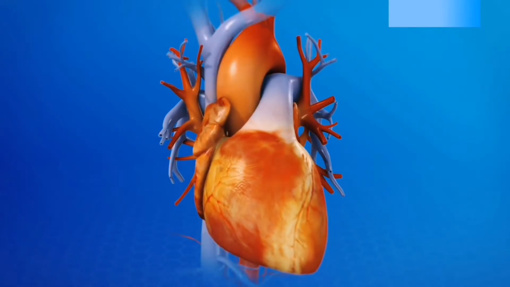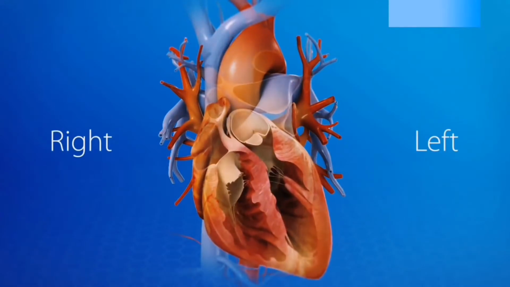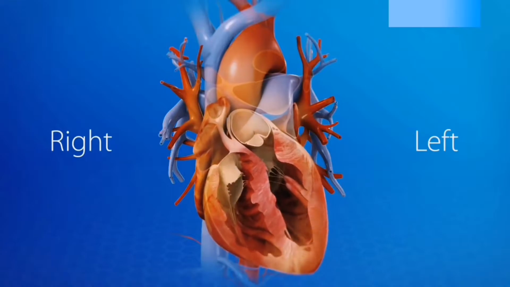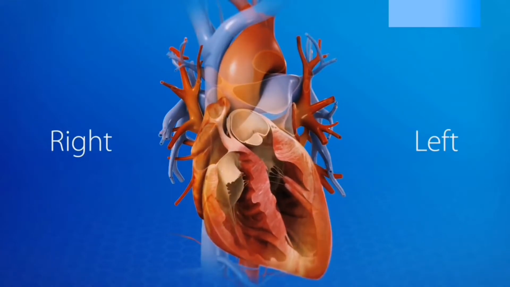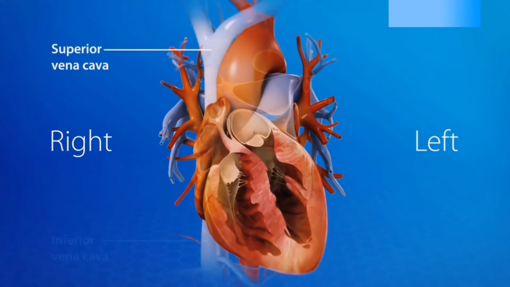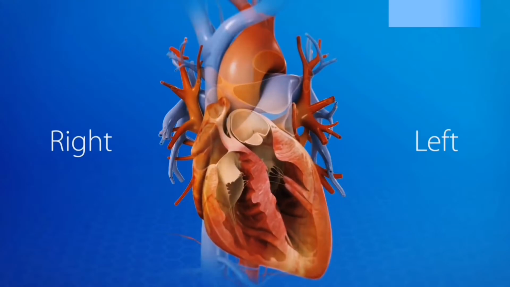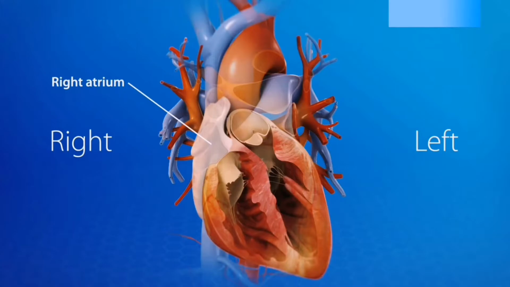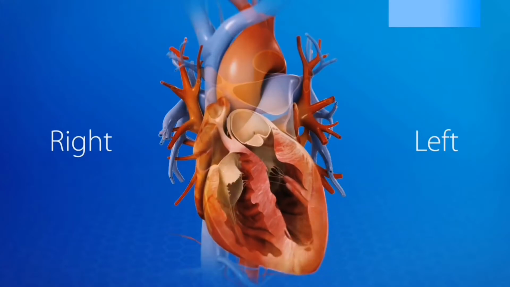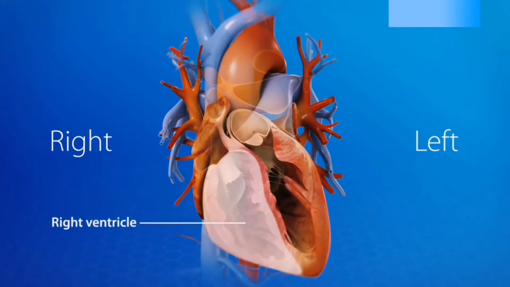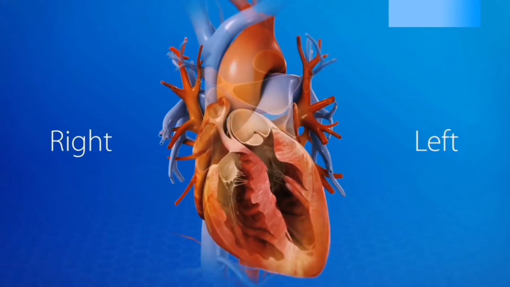The heart is divided into two sides and four chambers. On the right side, blood that has already circulated through the body enters the heart through the superior vena cava and the inferior vena cava. The blood flows into the right atrium. When this chamber is full, the heart pushes the blood through the tricuspid valve and into the next chamber, the right ventricle. From there, the blood is pushed out of the heart through the pulmonary valve.